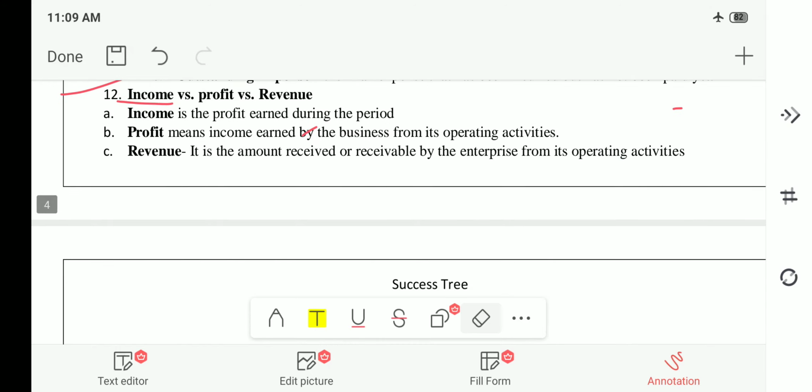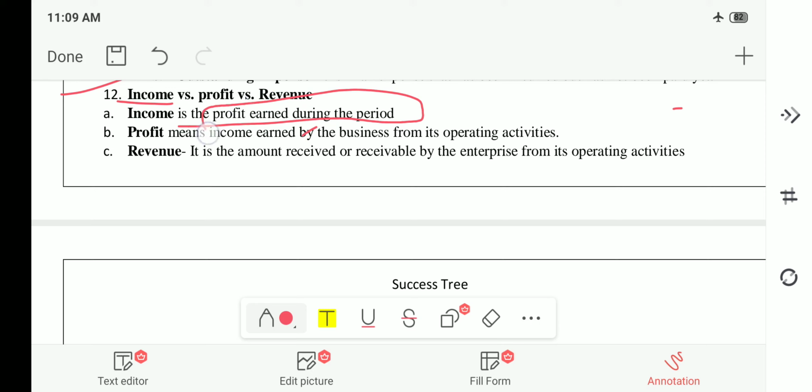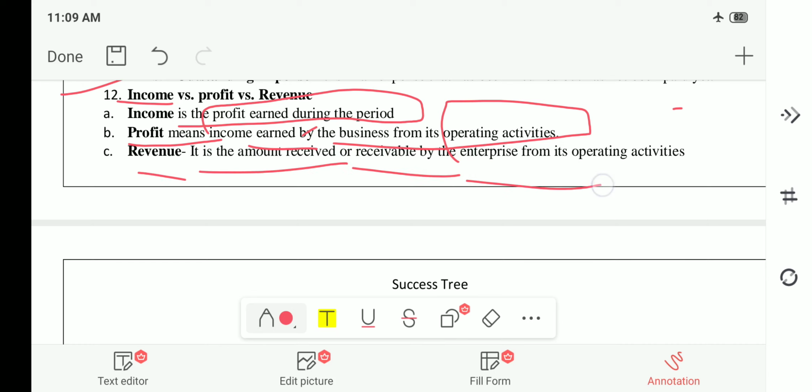These are the terms that are important for examinations. See, we can see the definitions. Income is the profit earned during the period. Profit means income earned by the business from its operating activities. That is, by selling the clothes, I am getting 1 lakh rupees. That is profit. Revenue is the amount received or receivable by the enterprise from its operating activities.